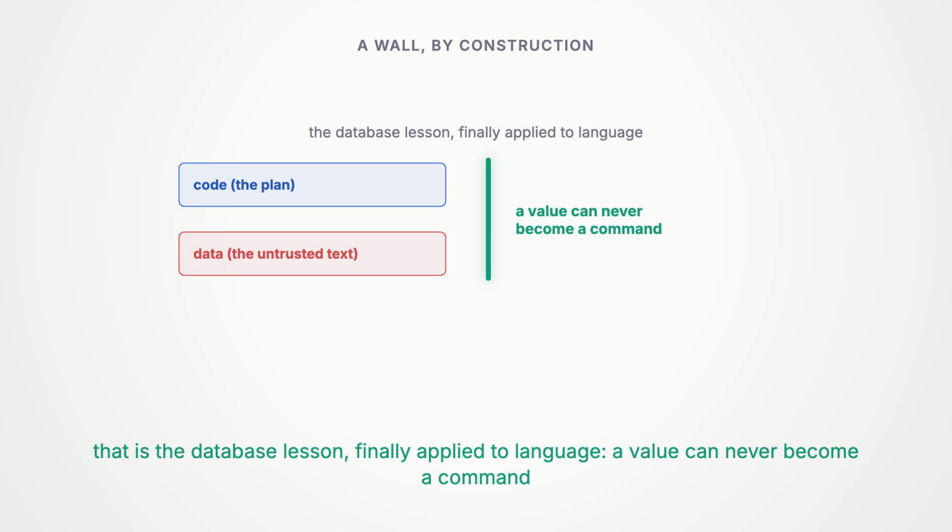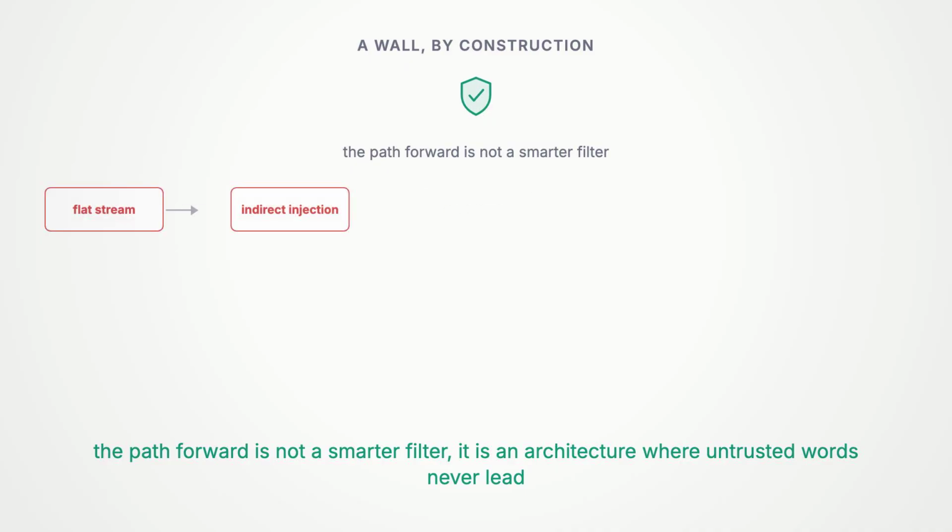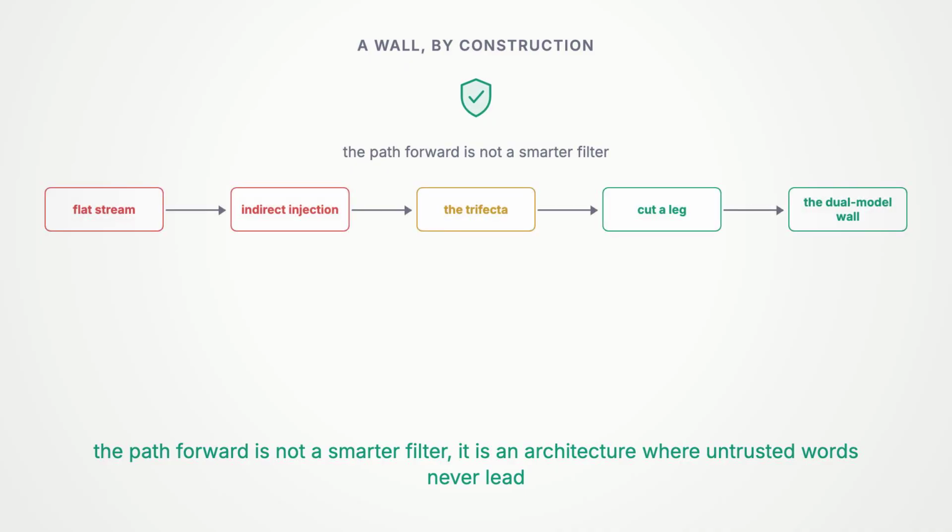Now be honest about the cost. It is more complex, it is slower, and it does not finish every task an undefended agent would. We have not closed the wound. The flat stream is still the flat stream, but the path forward is not a smarter filter. It is an architecture where the untrusted words never get to be in charge. Build agents like that. Give them only what they need, keep a human on the dangerous doors, and you do not get pwned.